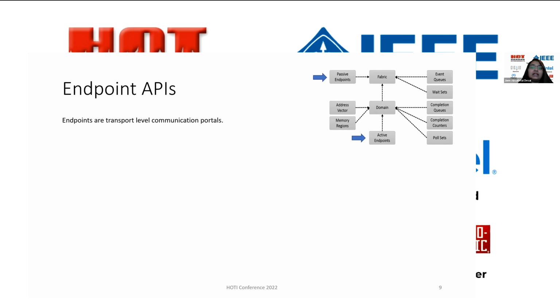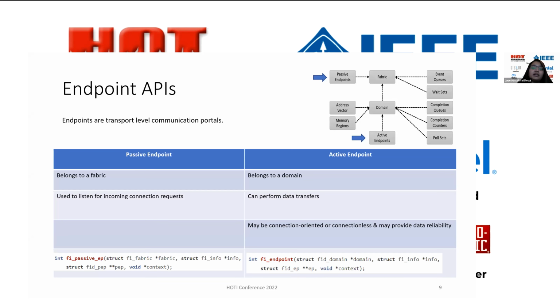So endpoints are conceptually similar to a connected TCP or UDP socket. Endpoints can be associated with the transport layer, and they can also be called communication portals. Endpoints are mainly of two types, passive and active, and there are different calls to open these two endpoints. Passive endpoints are associated with the fabric, and this allows an application to listen for connection requests across multiple domains, while an active endpoint is associated with a single domain.